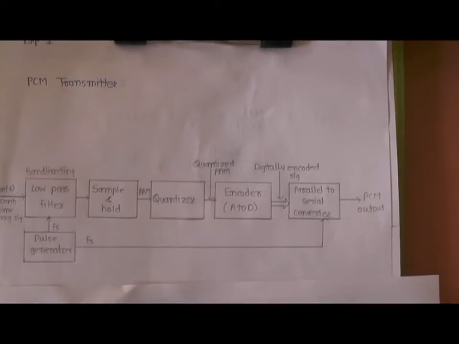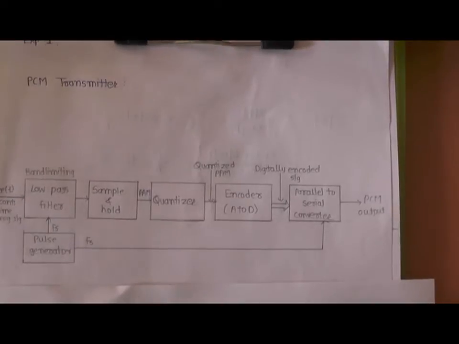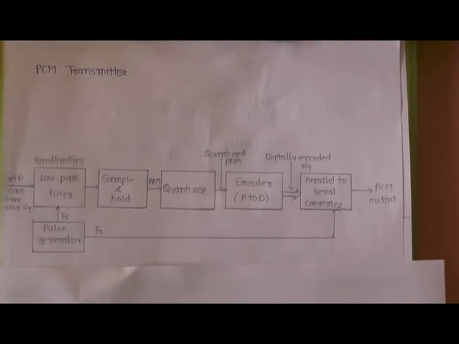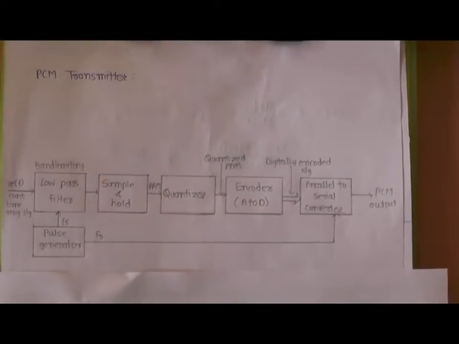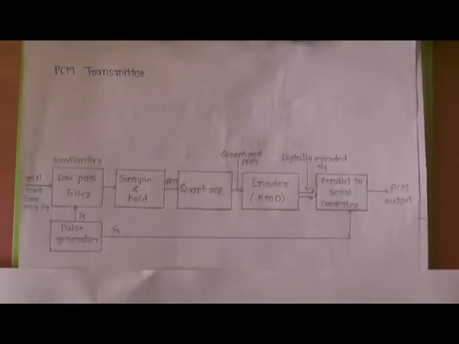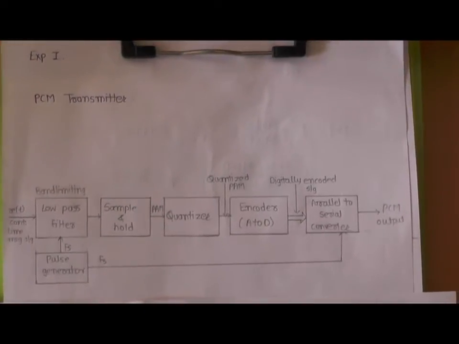So here we are starting with the experiment of PCM, study of PCM and the compounded PCM. The figure shows the block diagram of the PCM transmitter. Here we will be focusing on the block of the quantizer. There are two types of quantization, that is uniform quantization and non-uniform quantization.